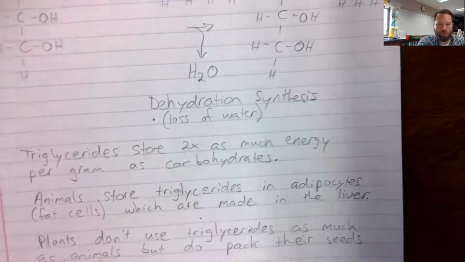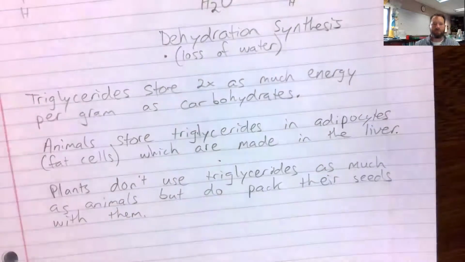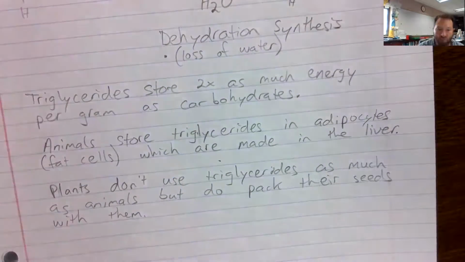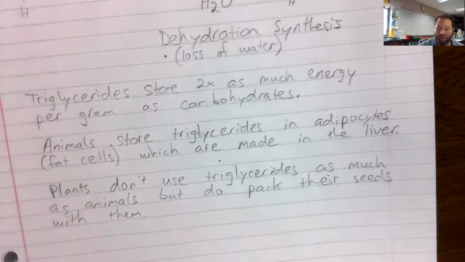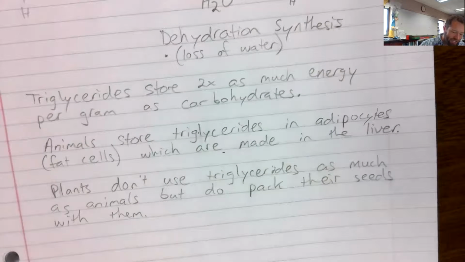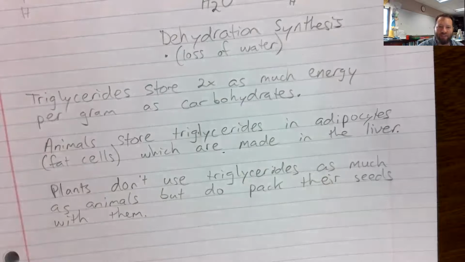So plants don't use triglycerides nearly as much as animals do, but they do use them to pack their seeds. Again, their seeds are what is going to grow into a new baby eventually, almost the equivalent of an animal egg. And they want that new plant to have all the energy it can possibly have at the start of its life. So plant seeds tend to be packed with triglycerides. So that's the main spot that plants are using those.